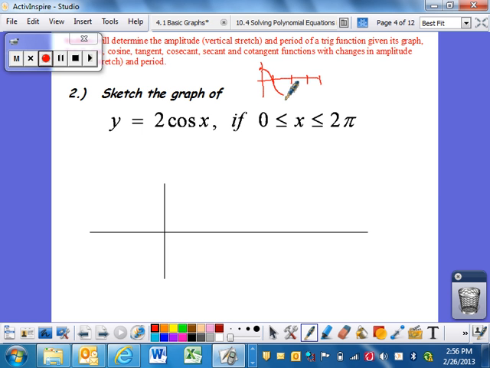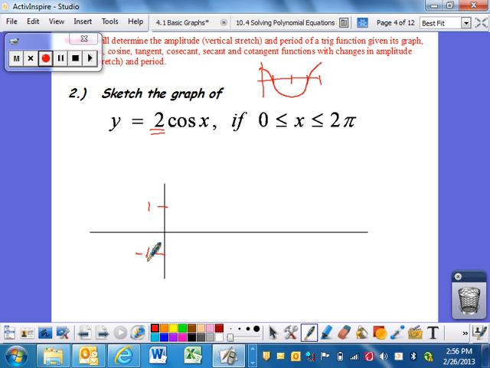So we go down, up, down, and back up. Alright? So this is what our cosine is going to look like between 0 and 2 pi. So what happens whenever we have our 2 cosine? Kind of like the same thing before. Here's our multiplier. So we have our 1 and our negative 1.